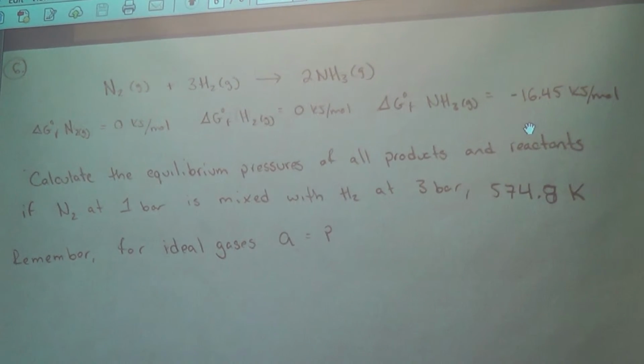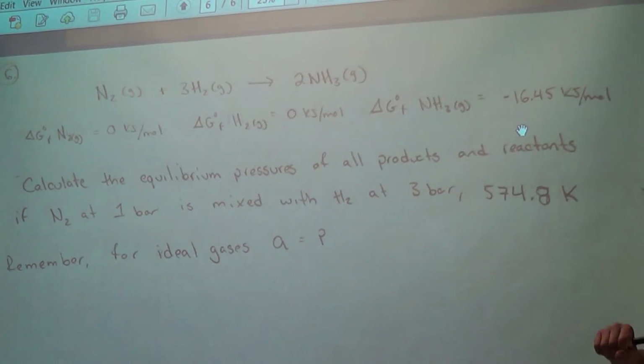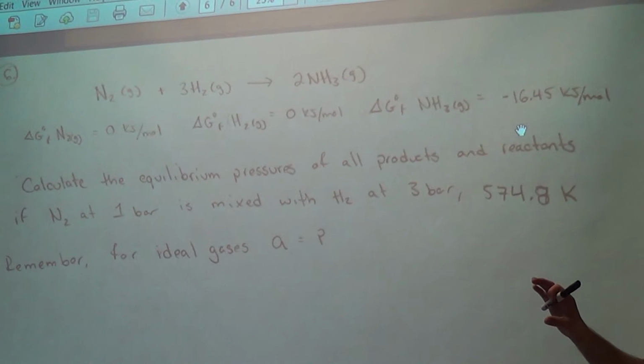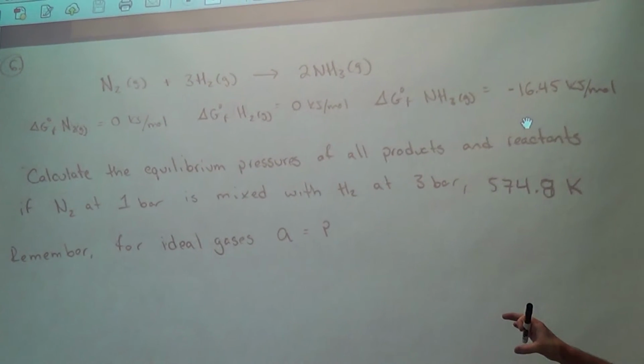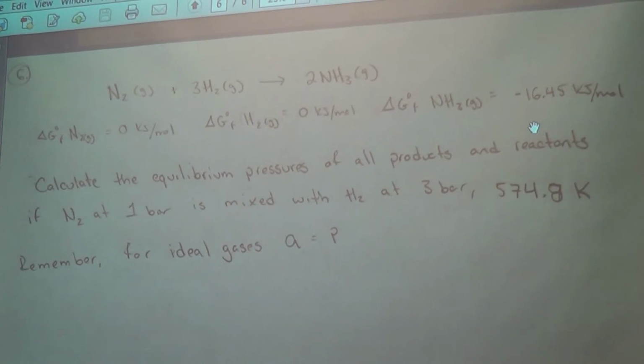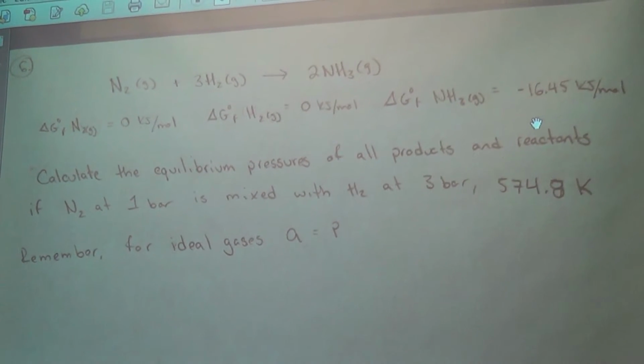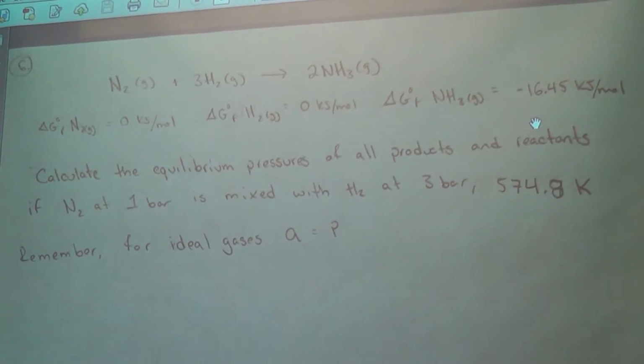Once you've calculated K, you're going to write out your expression for your equilibrium constant, and you'll use an ICE table to show what changes happen, and you'll end up with an expression in terms of x for your ICE table. All right, go for it.